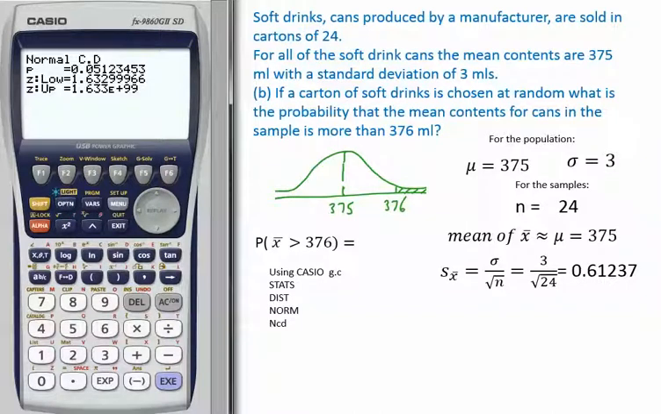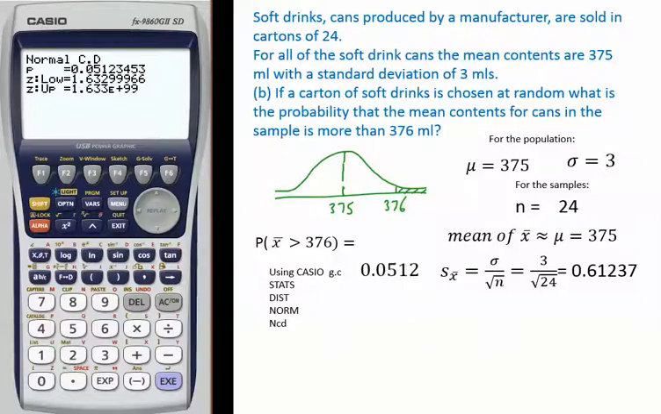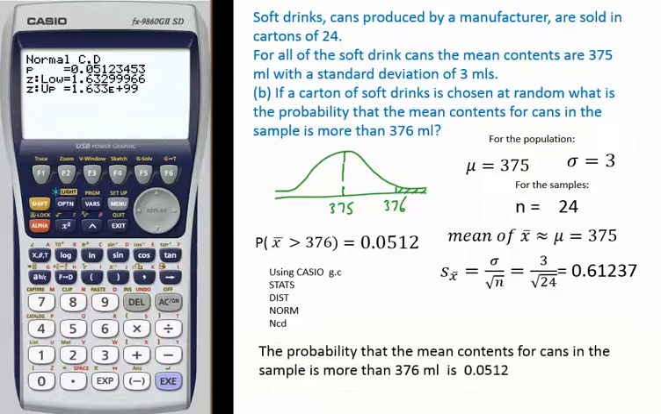Then we hit EXE and we find now the probability that the sample means will be greater than 376 is fairly low. It's 0.0512, rounded off to three significant figures. So there we have it. Two very similar questions dealt with in a different way, because in one we're dealing with an individual can, and in the second one we're dealing with the mean of a sample.